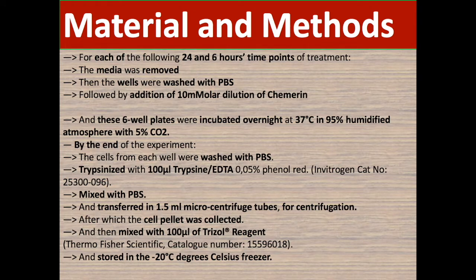For each of the following 24 and 6 hours time points of treatment, the media was removed. Then the wells were washed with PBS, followed by addition of 10 millimolar dilution of Chemerin. And these 6-well plates were incubated overnight at 37 degrees Celsius in 95% humidified atmosphere with 5% CO2. By the end of the experiment, the cells from each well were washed with PBS, trypsinized with 100 µL trypsin-EDTA 0.05% phenol red, mixed with PBS, and transferred in 1.5 milliliter microcentrifuge tubes for centrifugation, after which the cell pellet was collected, and then mixed with 100 µL of TRIzol, and stored in the minus 20 degrees Celsius freezer.